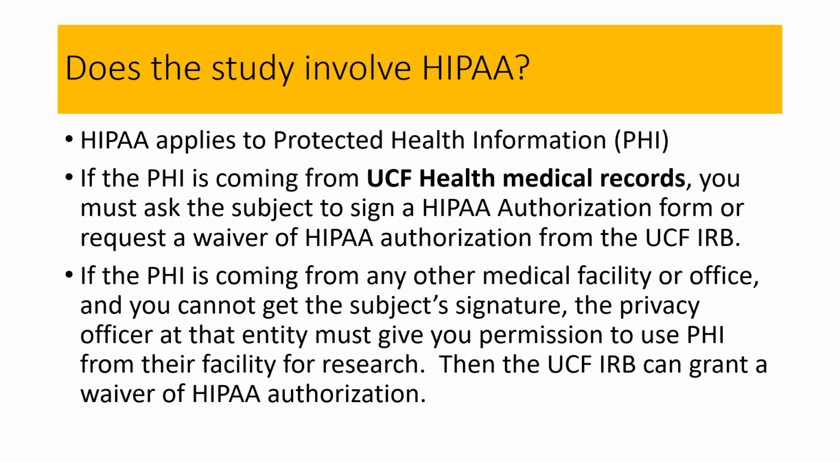If your study is using protected health information, you must either obtain signed permission from the research subject to access and use this data, or obtain a waiver of HIPAA authorization. The permission to use PHI is done by having the subject sign a HIPAA authorization form. Use the UCF Health form for UCF Health medical records. UCF Health requires the HIPAA authorization to be a separate document.